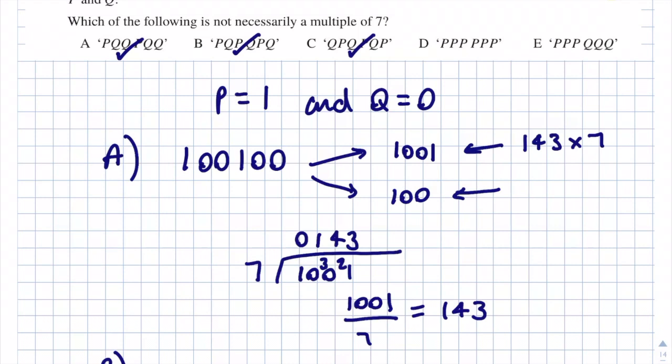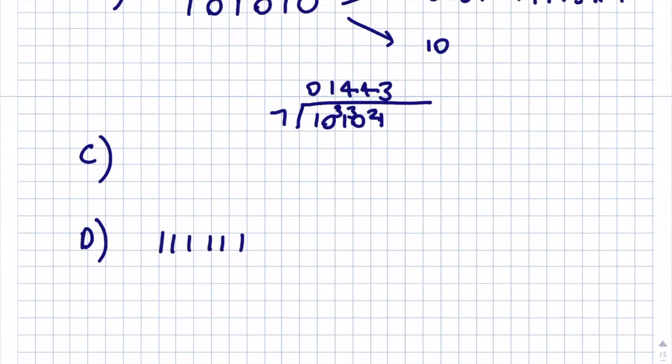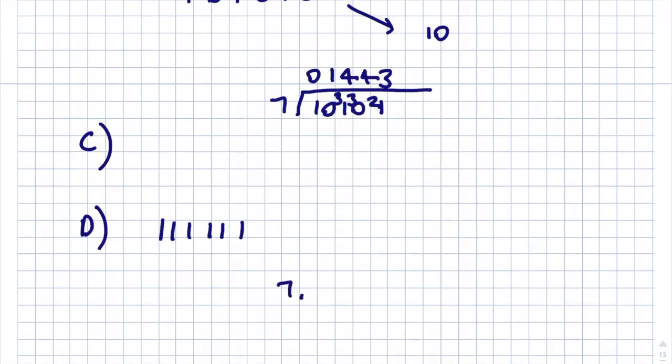What about D? Well, D is PPPPPP. So if I do D down here, that's going to be 111,111. Now let's test whether this is divisible by 7. So we can use the bus stop method. 1, 1, 1, 1, 1, 1. How many 7's go into 1? That's 0. How many 7's go into 11? That's 1 with a remainder of 4. How many 7's go into 41? That is 5 with a remainder of 6.